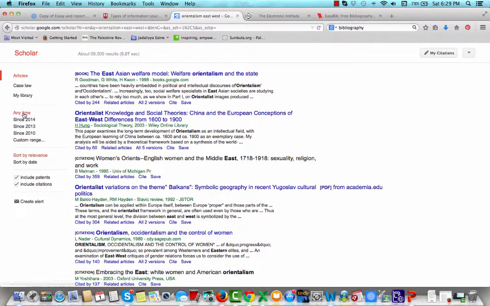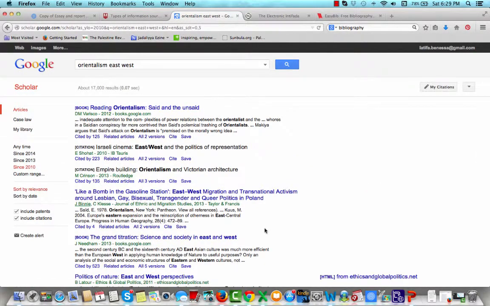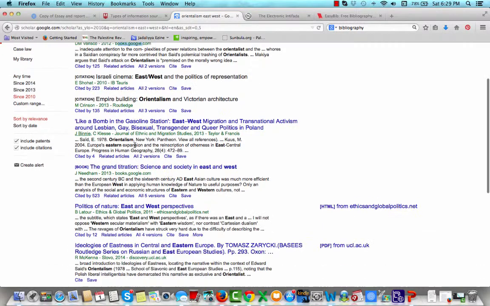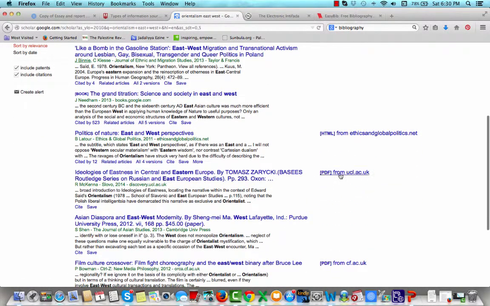And then you can customize the range. Take a look. Remember when I was telling you about whether it is current? You could say since 2010. So these are the books or the articles that have been published after 2010. And look, reading Orientalism, Said and Unsaid. So this is a book again. Citations. And over here, when I'm talking about academic journals, these are the Journal of Ethnic and Migration Studies. So everything that contains the word journal is usually one that you can access. And at times, again, you can just click here and click the links.